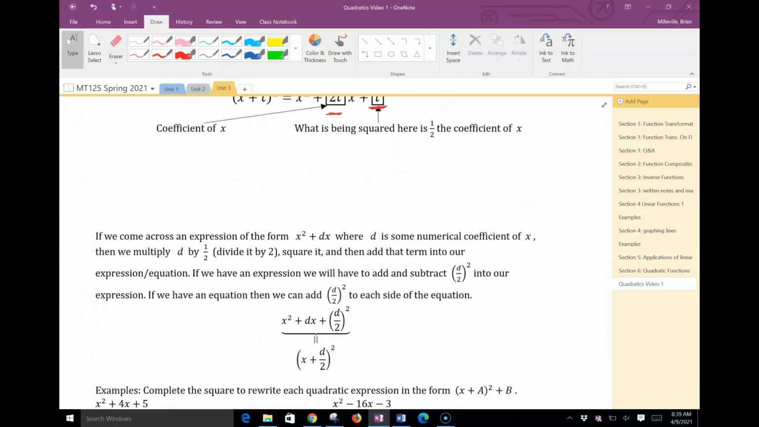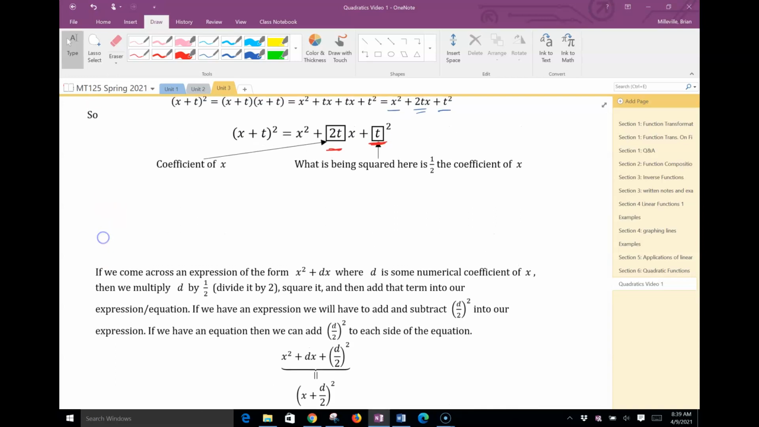How we are going to turn that around is if we come across a polynomial expression of degree 2, x squared plus a number times x, I'm calling that d for this discussion. d is some numerical coefficient, it could be positive or negative, fraction, integer, whatever. We multiply it by 1/2, we divide it by 2, then we square that result, add it and subtract it into our expression, and we then can make use of this perfect square reversal.